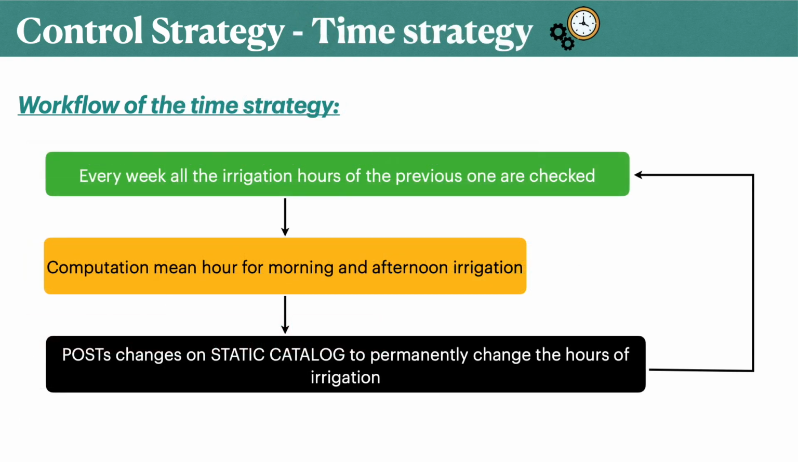Along with humidity or light strategies, we have a time one. Its job is to check every week all the irrigation hours of the previous one, to compute a mean irrigation hour for both morning and afternoon, and finally to post the changes on the static catalog.